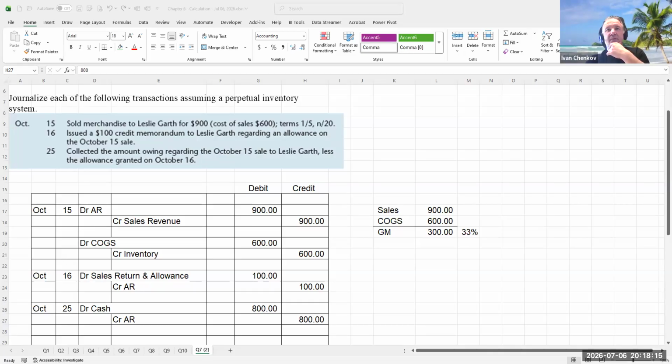However, I'm going to start with the periodic system. I have to tell you, I'm starting purposely with the periodic system. Why the periodic system? Because it's the one that I'm going to test you on first. And second, because for first in, first out, it's going to give you the same result under the perpetual and periodic system. So there will be no difference on first in, first out between both systems. Okay, I found the question and let's do the calculations.